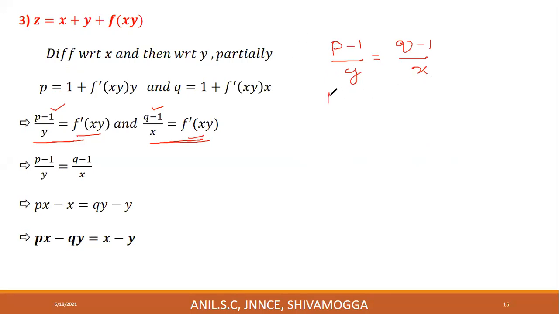P into x is px. Minus 1 into x is minus x. Q into y is qy. Minus 1 into y is minus y. Therefore, px minus qy, transform this qy to LHS, you get minus qy is equal to, transform this x to RHS, x minus y. This is the required partial differential equation without the involvement of the arbitrary function f. Write all terms of p and q together on the left hand side and those without p and q together on the right hand side.